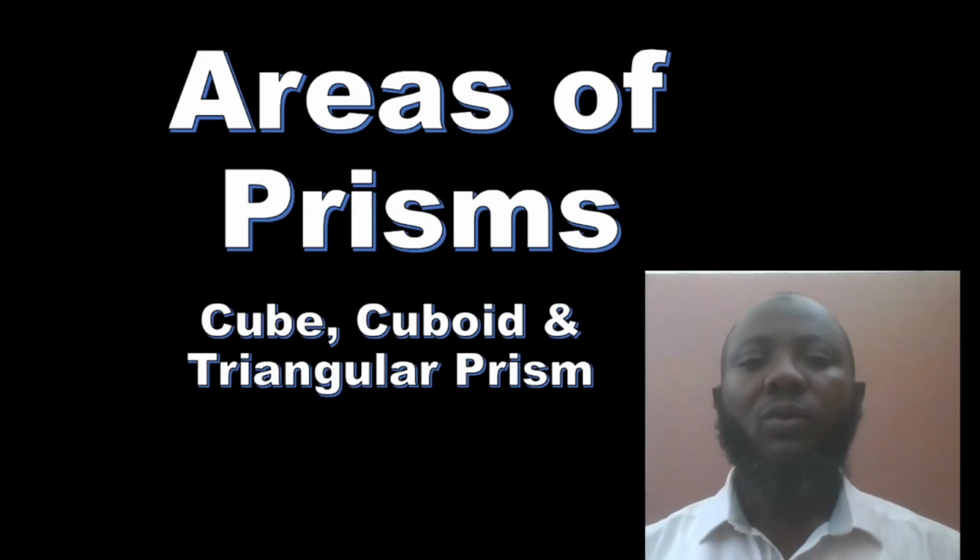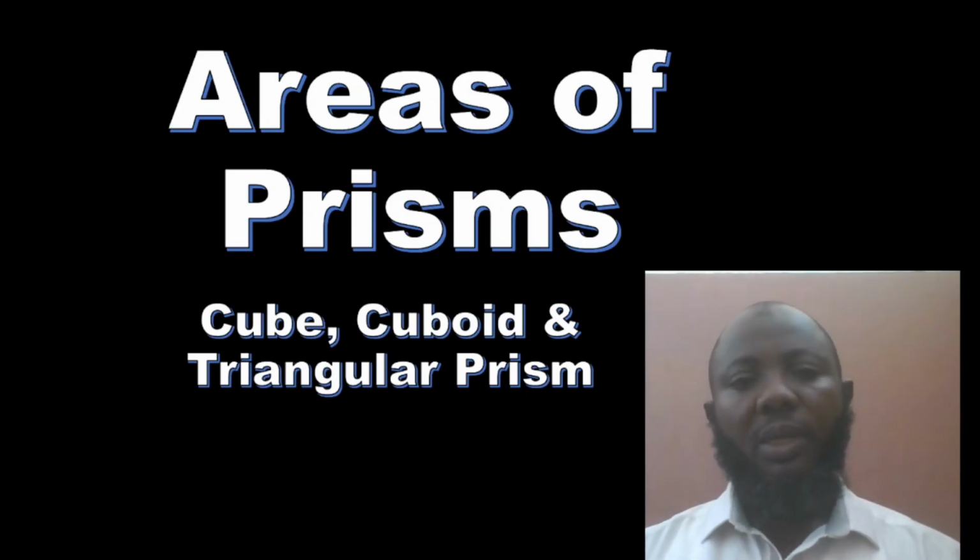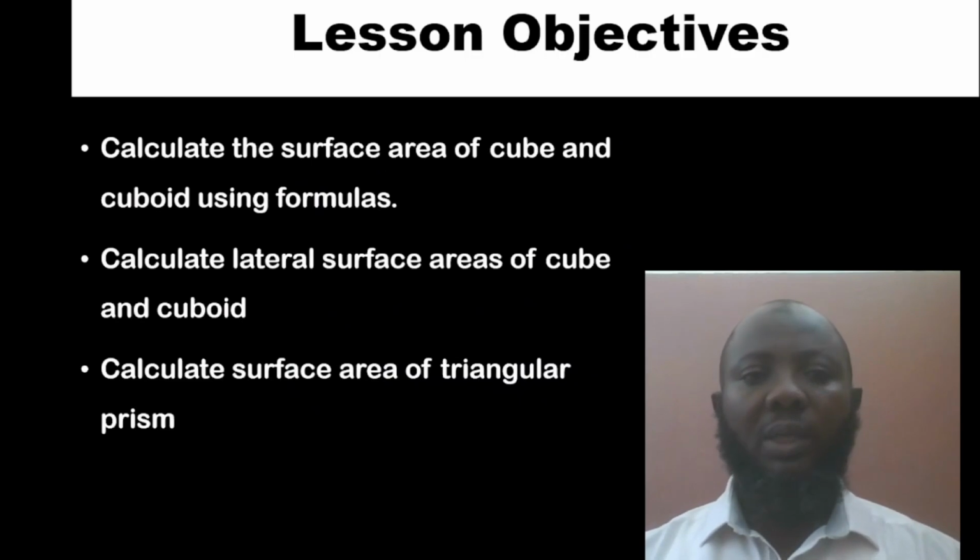So in today's class, we want to look at areas of prisms, and under this we'll be looking at cuboid and triangular prisms. So that is what we're going to do in this video. In our previous video, we looked at properties of solids. Today we want to look at how to calculate the surface area of a cube and a cuboid using formulas, as well as the lateral surface areas of a cube and cuboid. Then the last one is the surface area of triangular prisms. So that is what we're going to have in this video. So let's start with the first one.